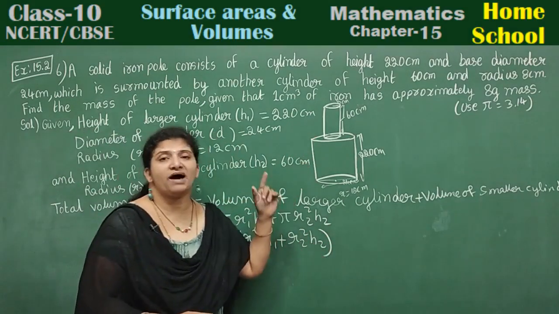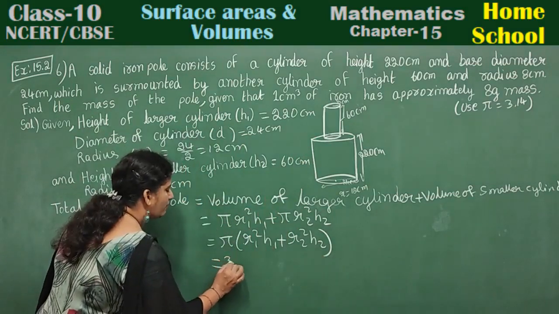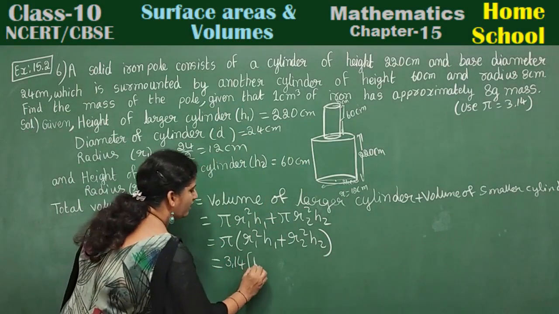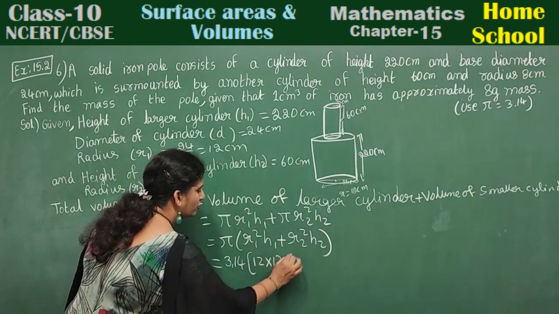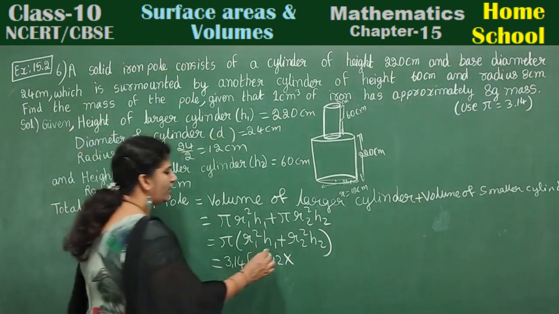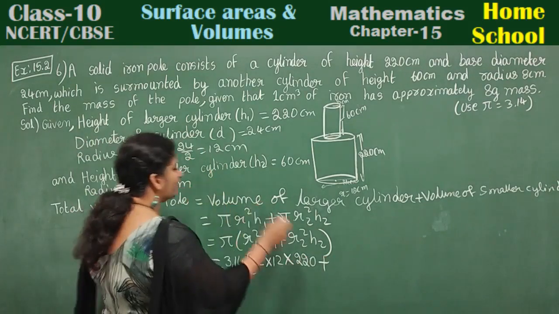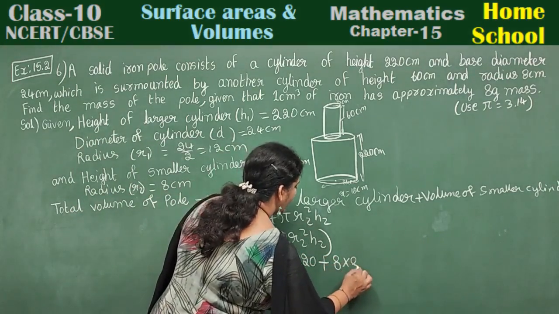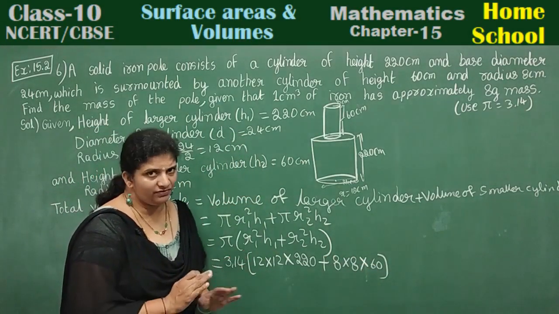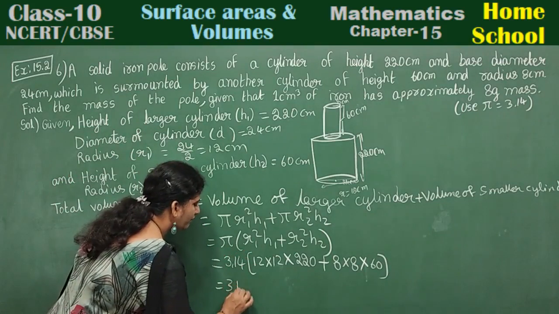They have given the pi value. Use pi value 3.14. Let me substitute 3.14, and the r1 value is 12, so r1 square, multiplied by h1. Where is h1? 220. Plus r2, the r2 value is 8, so 8 into 8 into 60. Substitute these values carefully.